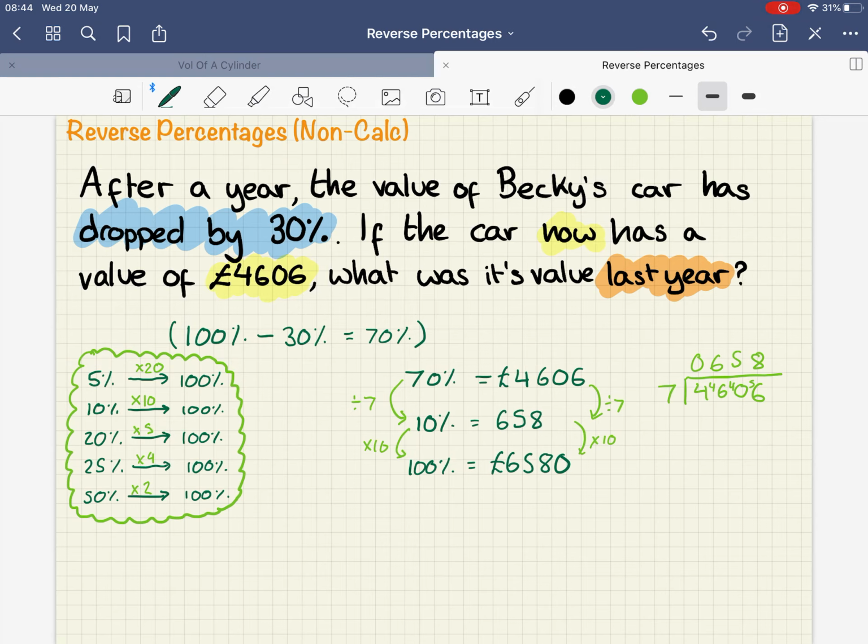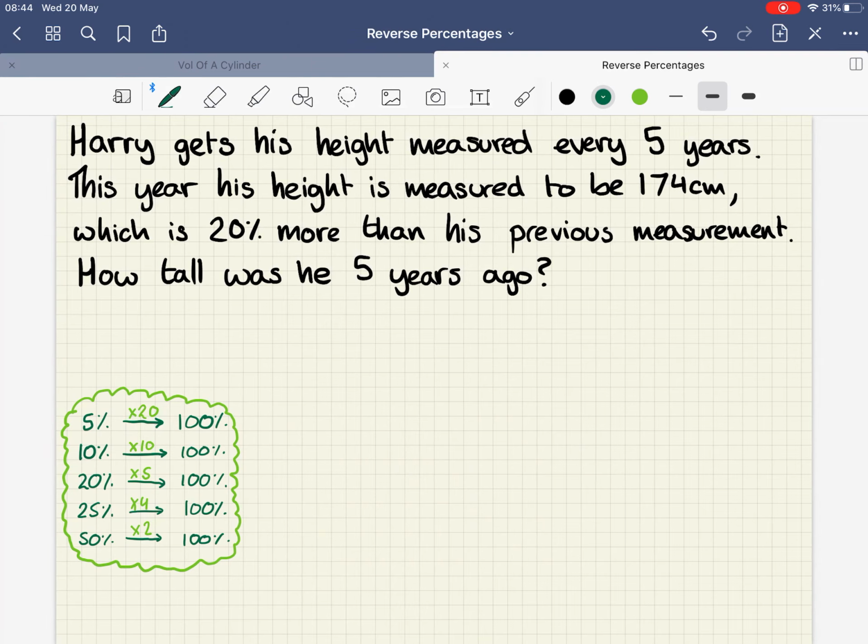Okay, so let's take a look at another question working with this method here. So Harry gets his height measured every 5 years. This year, his height was measured to be 174 centimeters. And I'm actually going to highlight this year bit here as well, which is 20% more than his previous measurement. How tall was he 5 years ago?